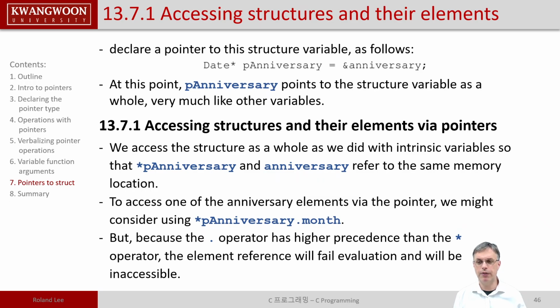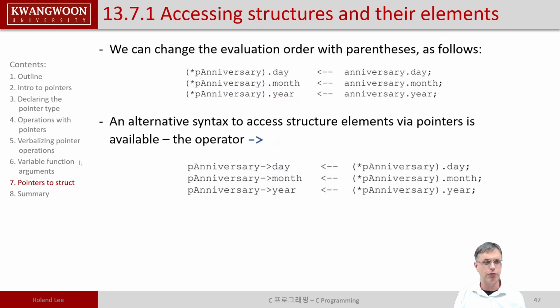Same memory location as we know. So to access one of the anniversary elements through a pointer, we might consider using p anniversary dot month. However, because the dot operator has a higher precedence than the star operator, the element reference will fail evaluation and will be inaccessible. We can change the evaluation order with parentheses, and that's what we should do. You see it here as follows. Or there is another way.